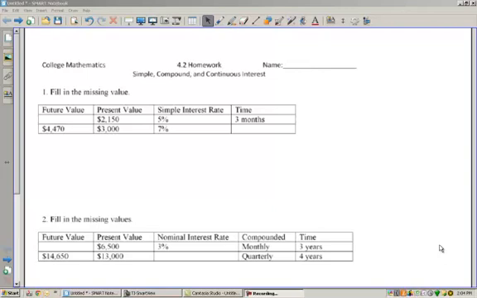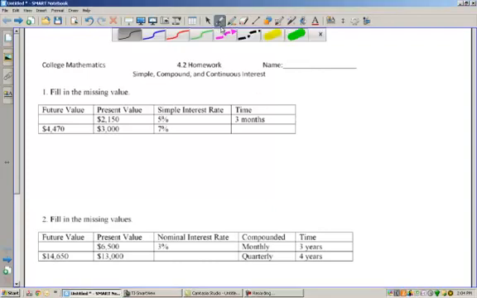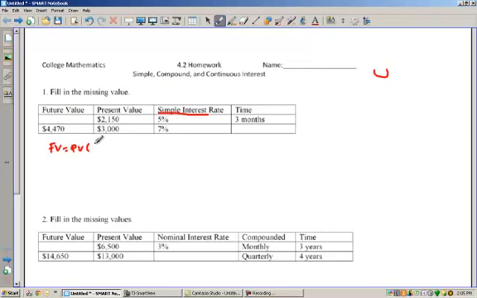So this is 4.2 homework, and in this assignment, we're basically supposed to try to figure out which formula we use, the simple, compound, or continuous interest formula, and use that to solve the problem. So we'll start here in number 1. On this problem, we're given a table, and we have to fill in the values of the table. I know it's a simple interest formula because it says simple interest, so let me copy it down here.